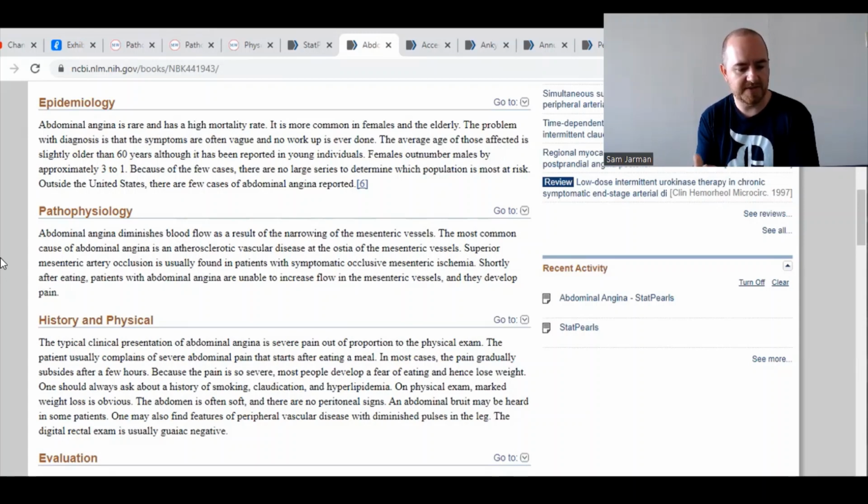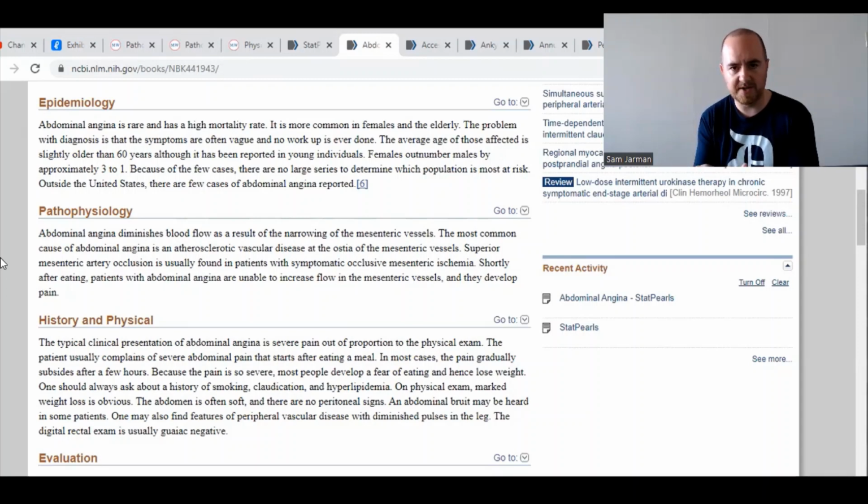Patient usually complains of severe abdominal pain that starts after eating a meal, as I noted. In most cases, the pain gradually subsides after a few hours. Because the pain is so severe, most people develop fear of eating and hence lose weight. One should always ask about history of smoking, claudication, hyperlipidemia. On physical exam, marked weight loss is obvious. Abdomen is often soft and there are no peritoneal signs. Abdominal bruit may be heard in some patients.